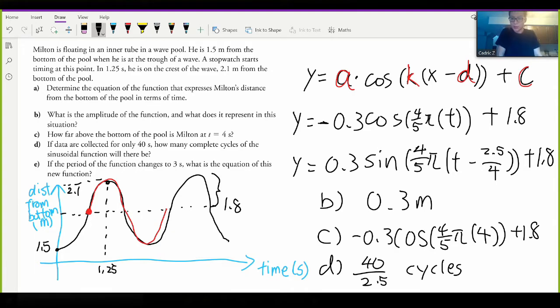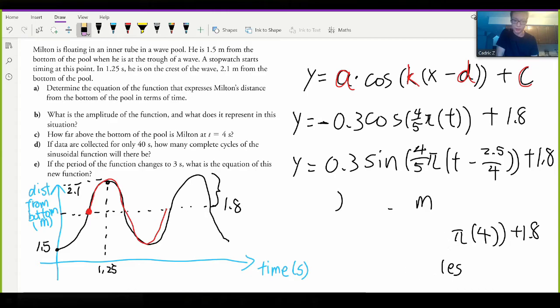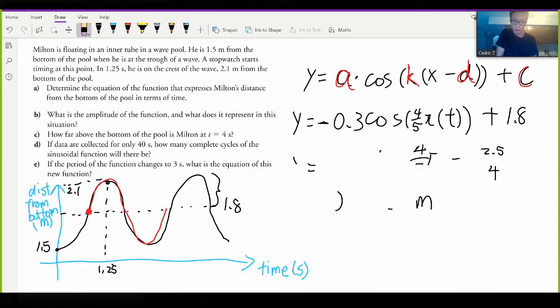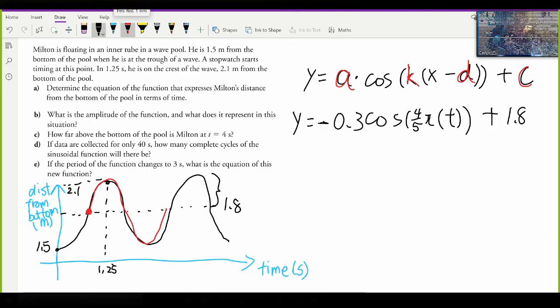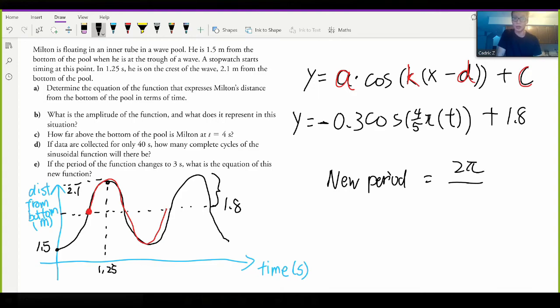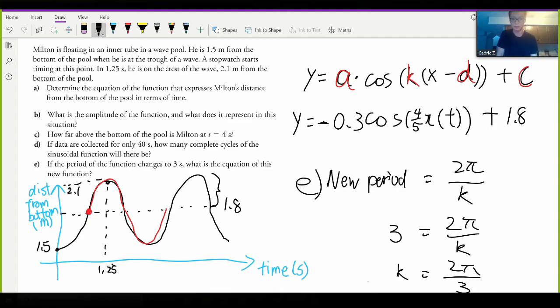Then part E asks, what if the period of the function changes to 3 seconds? What is the equation of this new function? Let's try that on our existing equations. I'm just going to keep the first one because it's going to be the same change either way. Remember, the horizontal stretch factor, or the k value, doesn't change whether you fit this to a sine or cosine. Remember that relationship: the new period is equal to the original period, 2 pi or 360 degrees, over k. So if I want to change the period to 3 seconds, I have to set k such that 3 is equal to 2 pi over k. That means k is equal to 2 pi over 3. That's part E. And that concludes this question.